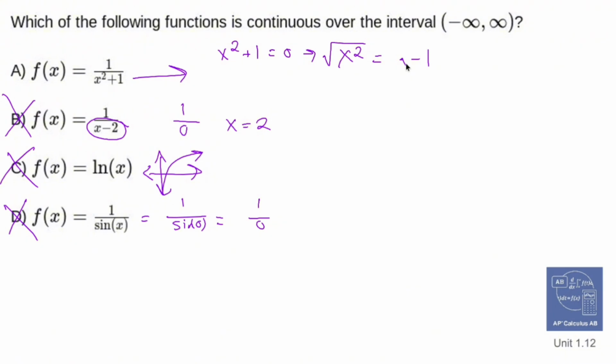When you take the square root of everything, you get x equals plus or minus the square root of -1, which is i. i is not a real number. So there is no real number that I can plug in here and make the bottom 0, which means this can't be undefined in any places. So A is going to be my guy. Kind of tricky there. Very bizarre problem.